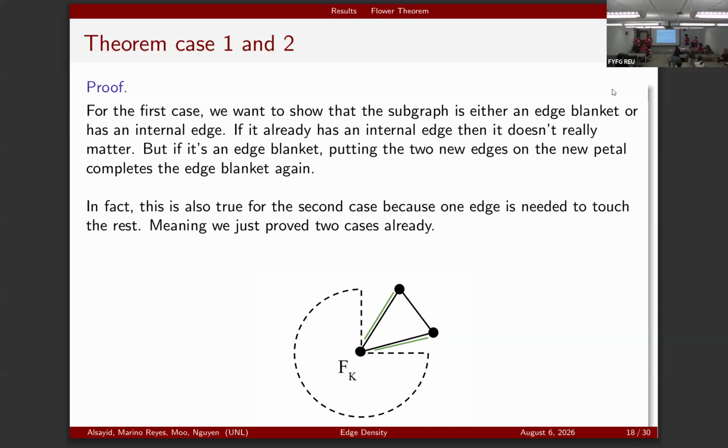What we do care about is if our subgraph for F of K is an edge blanket, because upon placing our 2 new edges in this petal right here, we therefore complete our edge blanket, because it's just touching this last edge. And this holds true for case number 2 as well, because even with just one edge right here, if you ignore this bottom one, we are still touching the last 2 ones in our petal, meaning that we just proved our first 2 cases already.